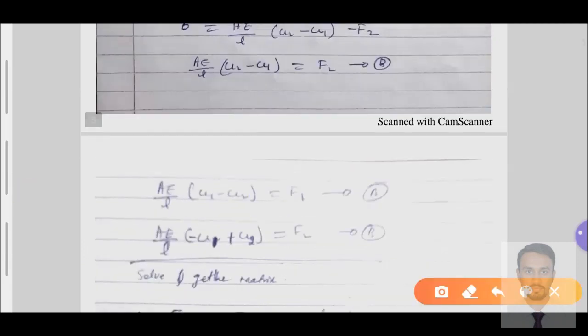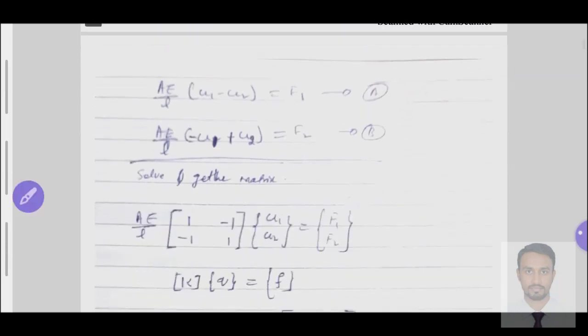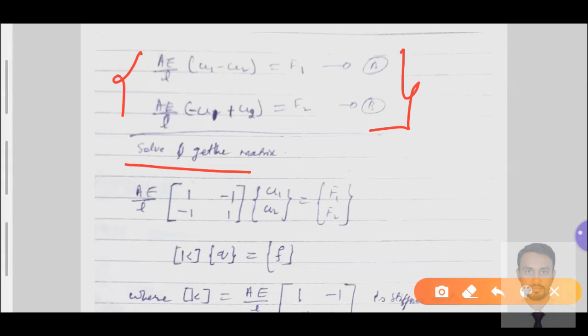Similarly, equation number B: I have taken AE by L, first minus u1, plus u2 is equal to f2. I will call it equation number B. I have just rearranged the equation. After rearranging, we write equations A and B in matrix form.